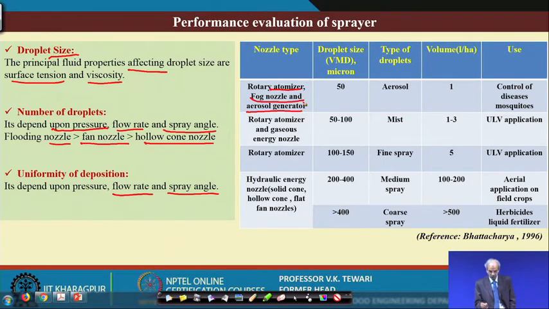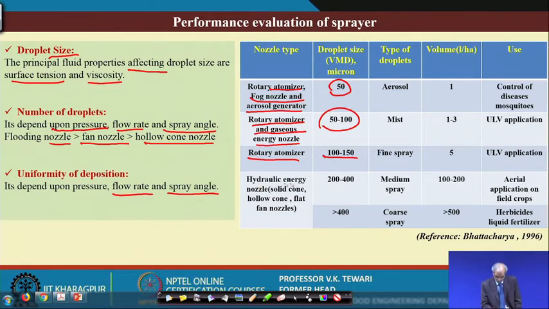So, over there the droplet size, which is represented as VMD, volume median diameter, in microns, is given as, say, 50. If you talk of rotary atomizers and gaseous energy nozzles, then it increases to 50 to 100 microns of VMD. Similarly, when you talk of only rotary atomizers, it is 100 to 150 microns.